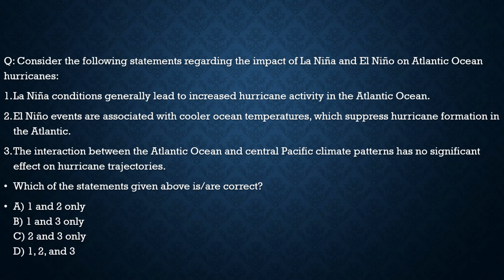Here the question is, consider the following statements regarding the impact of La Nina and El Nino on Atlantic Ocean hurricanes. First statement, La Nina conditions generally lead to increased hurricane activity in the Atlantic Ocean. 100% correct. The water temperatures are increased, and this leads to increased hurricane activity in the Atlantic Ocean. Second, El Nino events are associated with cooler ocean temperatures, which suppress hurricane formation in the Atlantic.